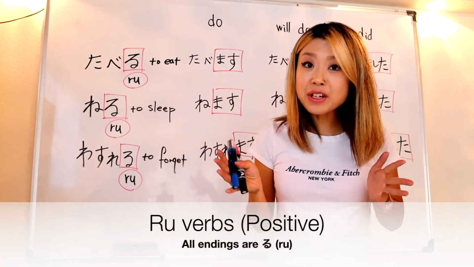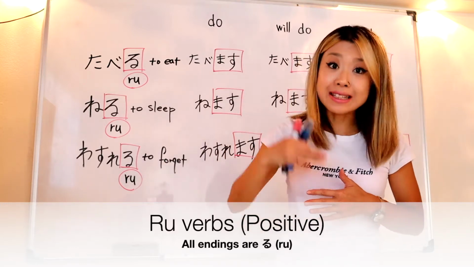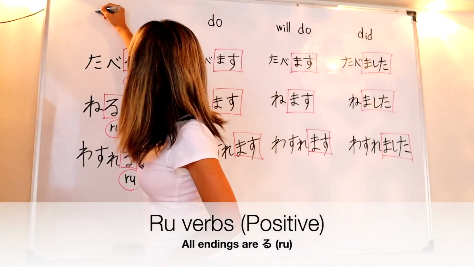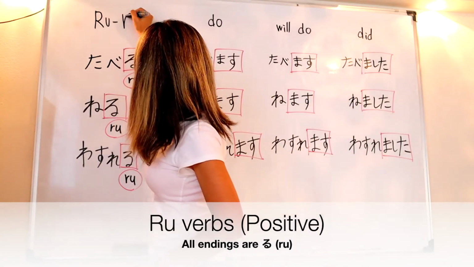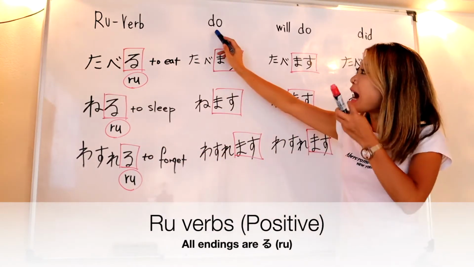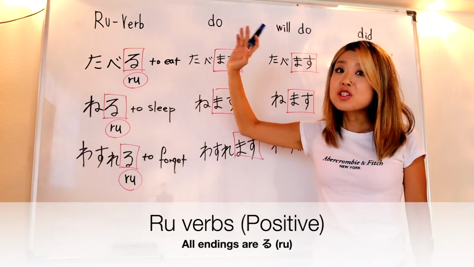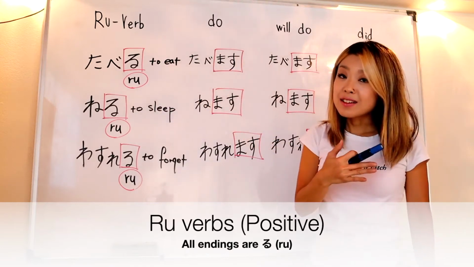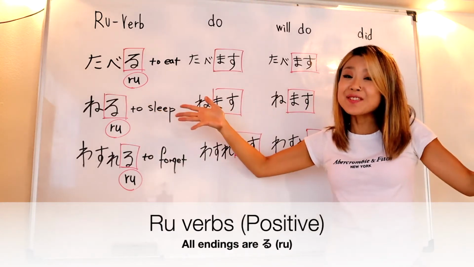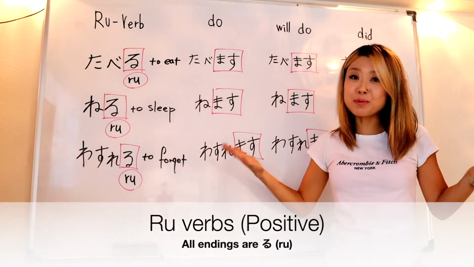let's learn now actually how we can say will do or do or did. Okay, so first of all, this is Ru-Verb, 食べる, I eat. If you want to say I eat, you eat, she eats, and he eats, actually, the verb is for everyone. It's the same. We don't need to change depending on the person. So this is very different from European languages.